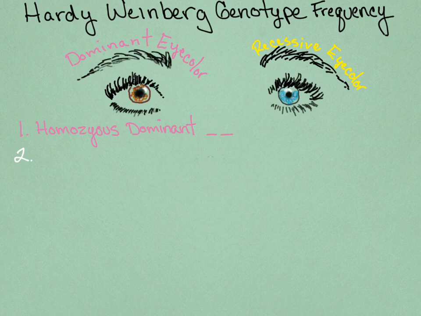You could be homozygous dominant. So what would we write for that genotype if we're going to use the letter B? How many capital B's do we have? We got 2 of them. We got 2 capital B's. That's homozygous dominant.